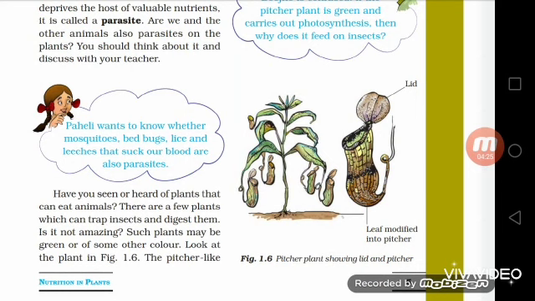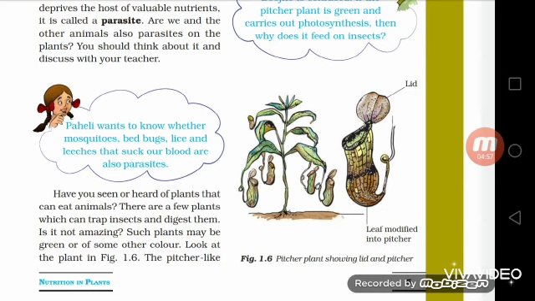will sit inside, the hair will trap it, the lid will be closed, and after that the picker will secrete some kind of digestive juices on it. So what happens? The insect will be digested inside it, and then the plant gets nutrition out of it. So here it is written that this kind of plant is green in color. If they are green in color, they must have chlorophyll inside.